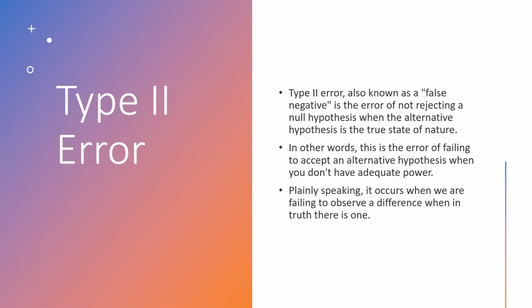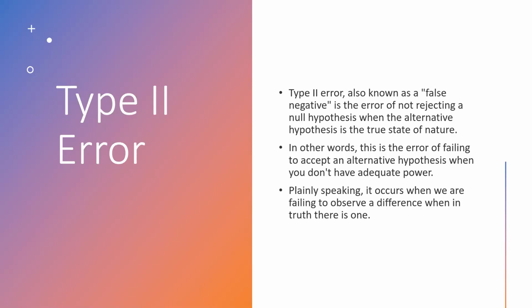So type 2 error is called false negative. This is the error of not rejecting a null hypothesis when the alternative hypothesis is the true state of nature. In other words, this is the error of failing to accept the alternative hypothesis when we don't have adequate power.